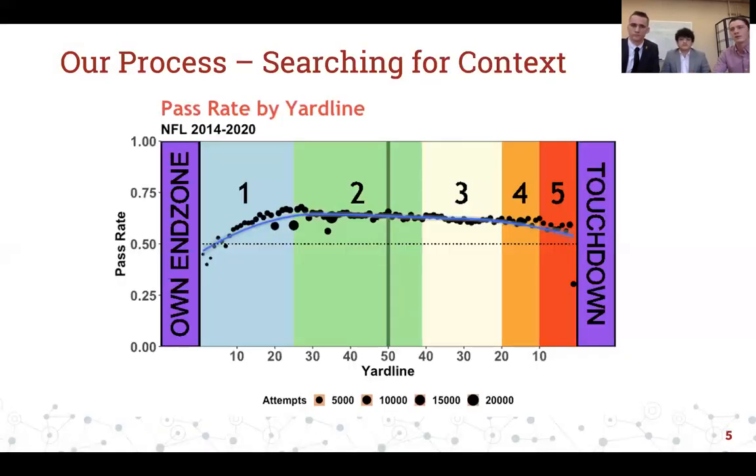So first we looked at yard line. How is passing rate affected by yard line across these zones? From zones 2 to 5, we see a pretty constant rate, barring the 1 yard line. But in zone 1, we see a drastic difference going from your own 1 yard line into the 25. And so how can we get more context for that?